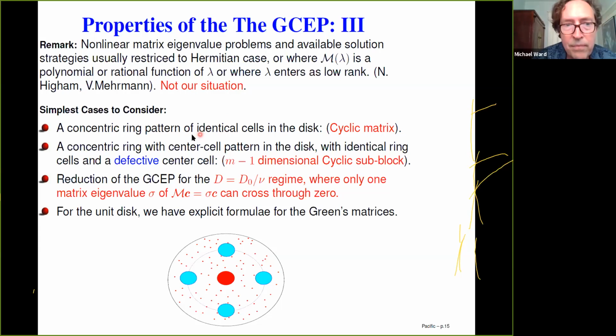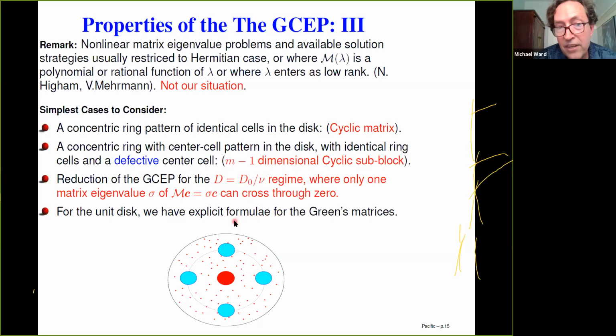So that's a concentric ring pattern of cells, where you get a cyclic matrix for which you can identify the eigenvalues and the matrix spectrum of the matrix M. You can have a defective cell at the center that triggers oscillations, which has an M-1 dimensional cyclic subblock. In the D is large regime, you can actually analyze that matrix M to show that only one of its eigenvalues can cross through 0. And so you can use root finding on that explicit eigenvalue.